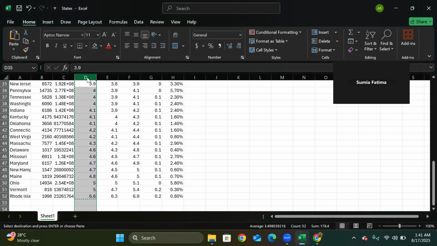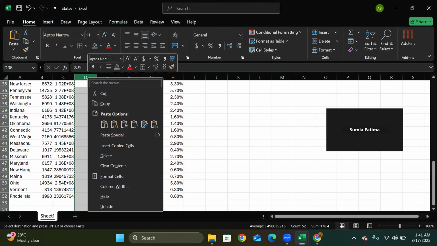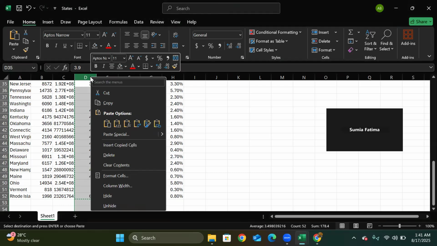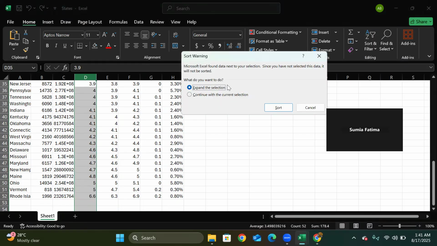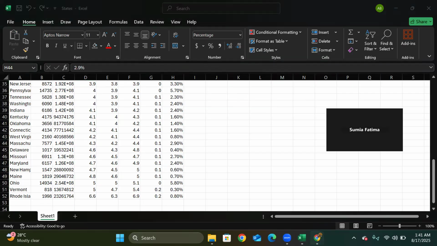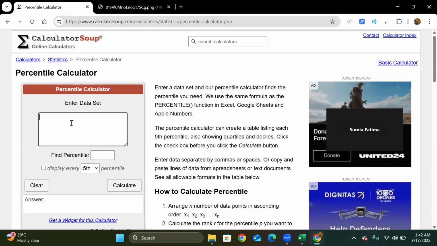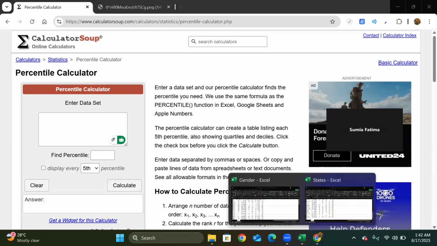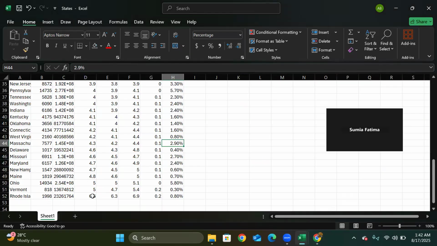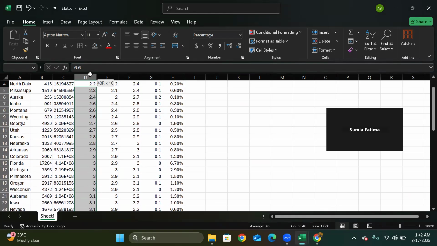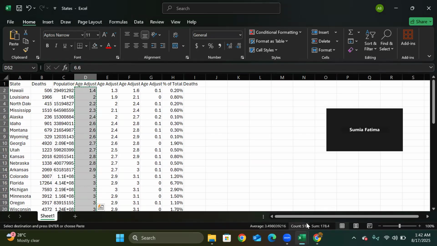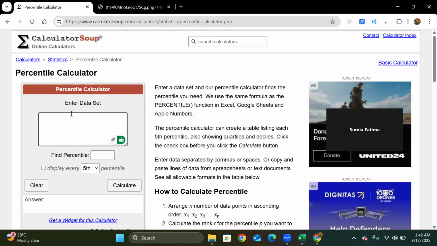I will arrange them in ascending order. I will show you guys why I am arranging them in ascending order. I will arrange them from smallest to largest. It's asking me, should I arrange all the rows? Yeah, you need to arrange all the rows. Okay, so I have arranged it in ascending order. I have copied this data and brought it here. I will paste it here now. Sorry, the data has not been copied. Okay, now I have copied the data and I will bring it here and paste it.